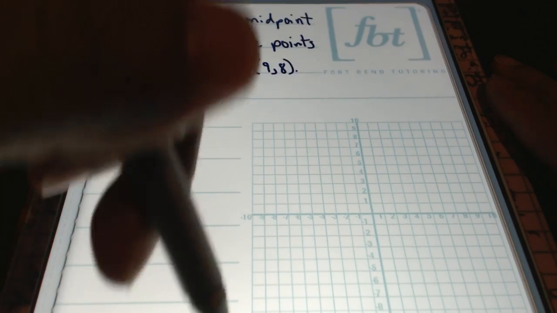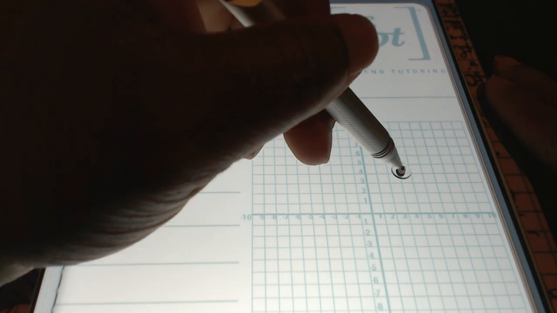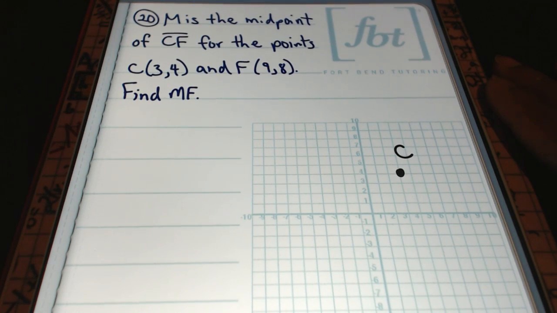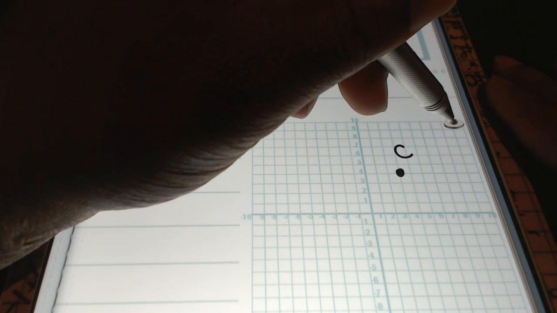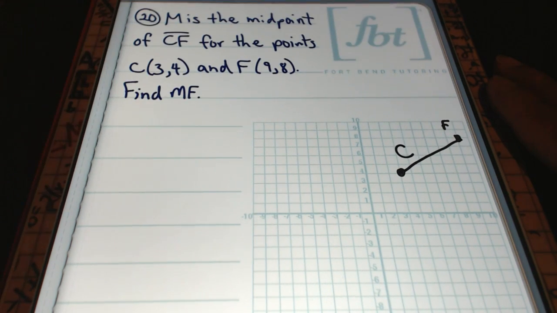Not that you have to have a diagram for this, guys, but just because I'm going to show off for a second, I get my C popping at (3, 4). Got my F popping at (9, 8). (9, 8) is right here. There's 8. We got F right there. Bam. And we know that M is in the middle somewhere. We're going to go ahead and figure this out.